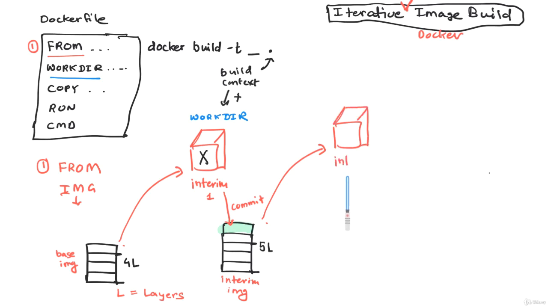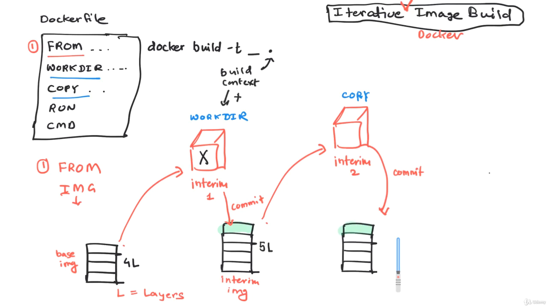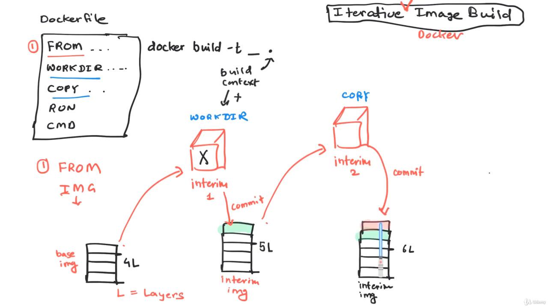It follows the process. So it goes and looks at the next instruction, which is going to be, as you have seen and noticed, it's copy. So it would run that copy instruction, copy over the source code or whatever, and then commit this into a new intermediate image, which creates one more layer. So now our intermediate image, this new one, would have 6 layers to it. One for the 4 for the base image, 1 for the work directory, 1 for the copy.